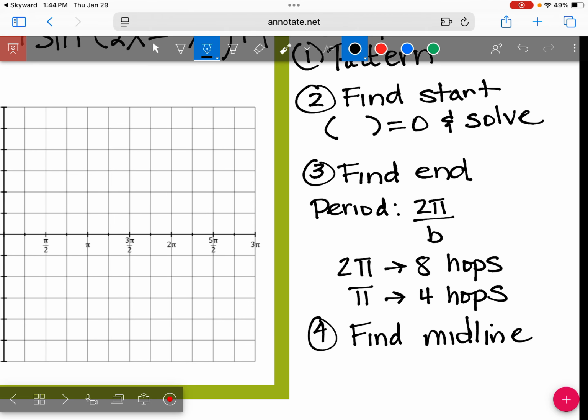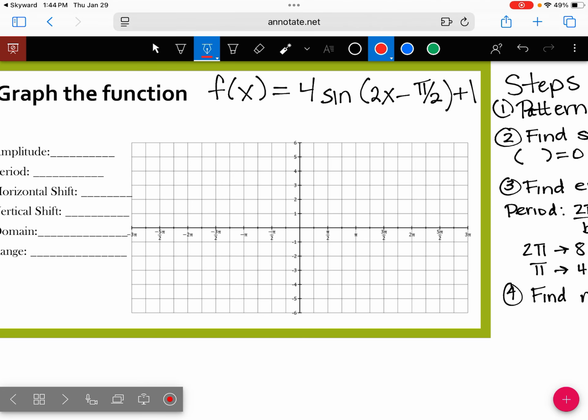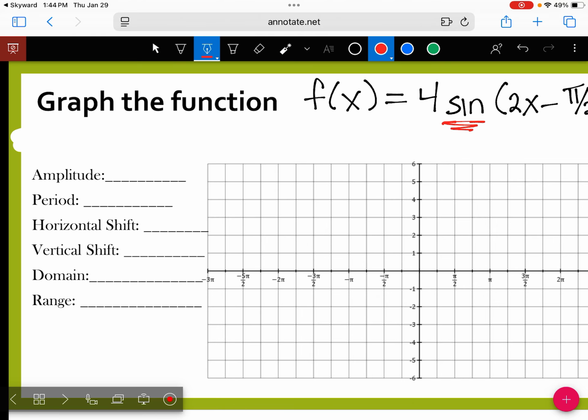Okay, let's go ahead and look at our graph. So first step, we need to know the pattern. I'm graphing a sine. The sine starts at the top or the middle. Who says it starts at the top? Who says it starts at the middle? Middle. Okay. So we're going to start at the middle. Then we're going to go to the top, back to the middle, bottom, middle. I'm going to write that over here. You don't have to, but middle, top, middle, bottom, middle. That's my pattern.